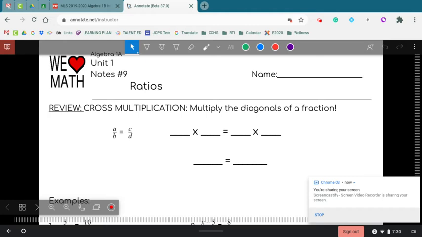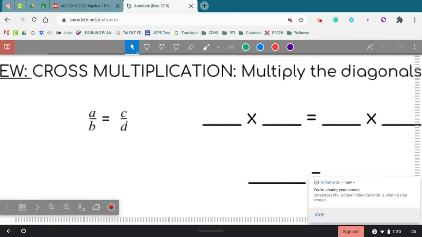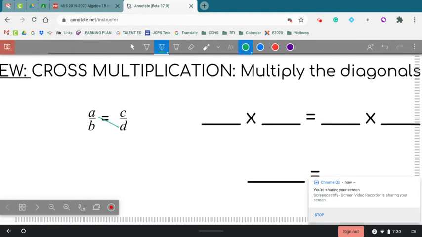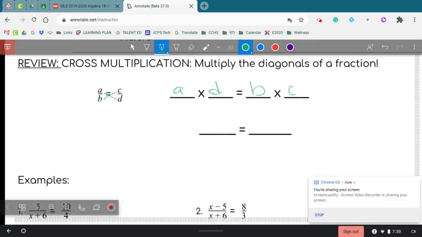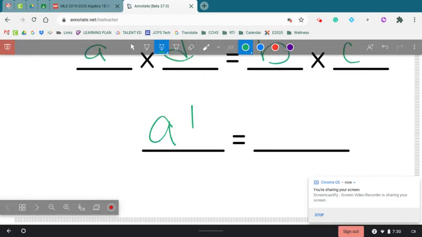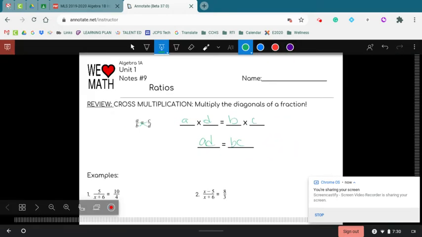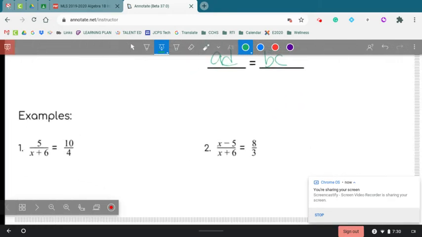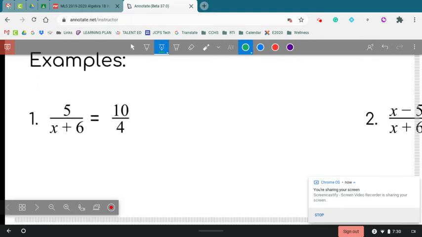So let's go over a review of cross multiplication. You multiply the diagonals of a fraction. So this one we would do A times D and B times C. That means AD equals BC whenever you multiply them. Let's go over a few examples just to review.